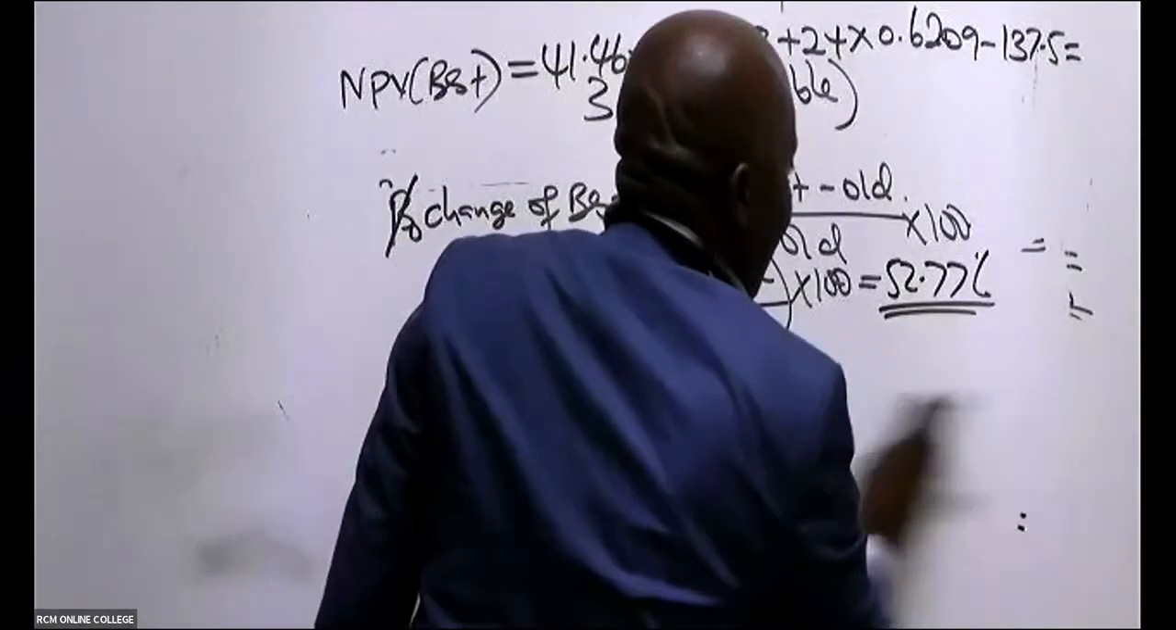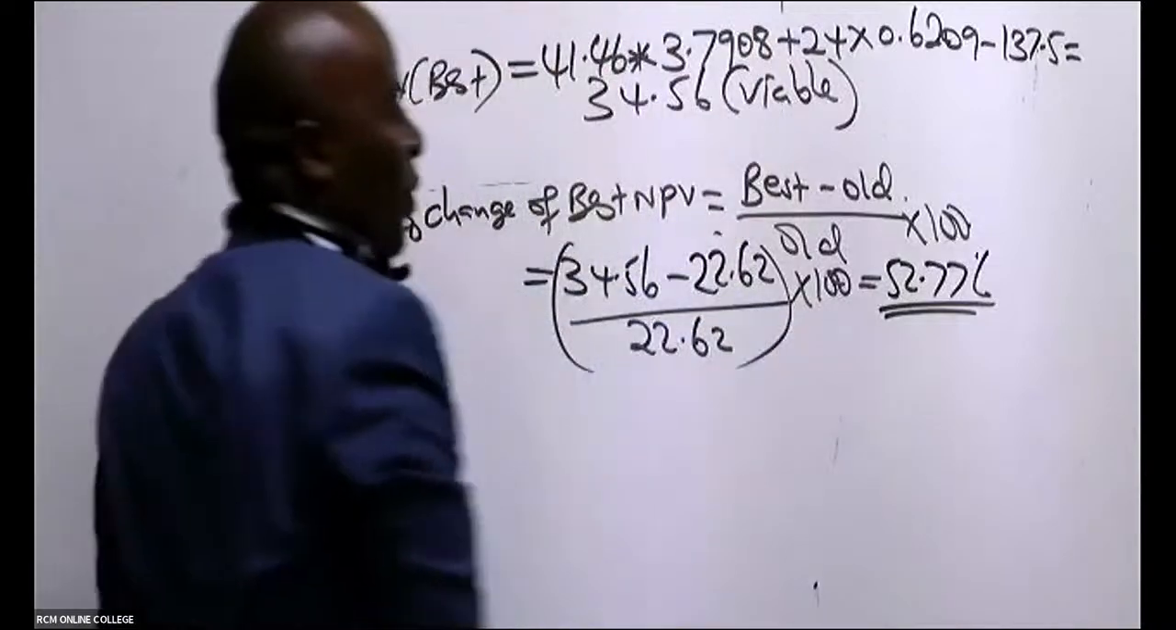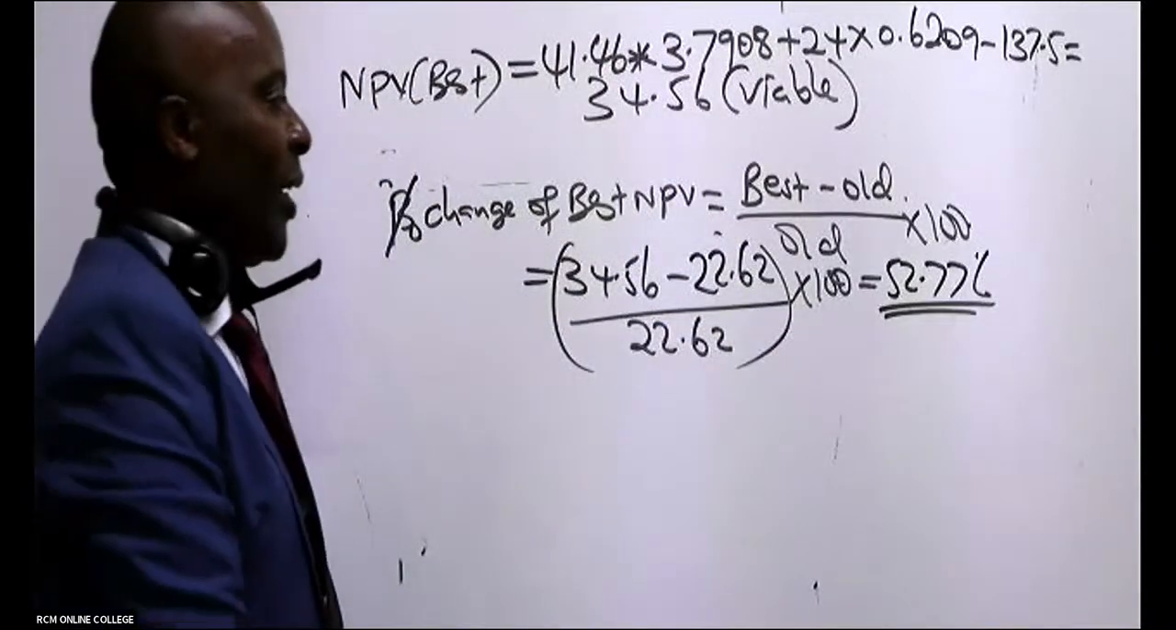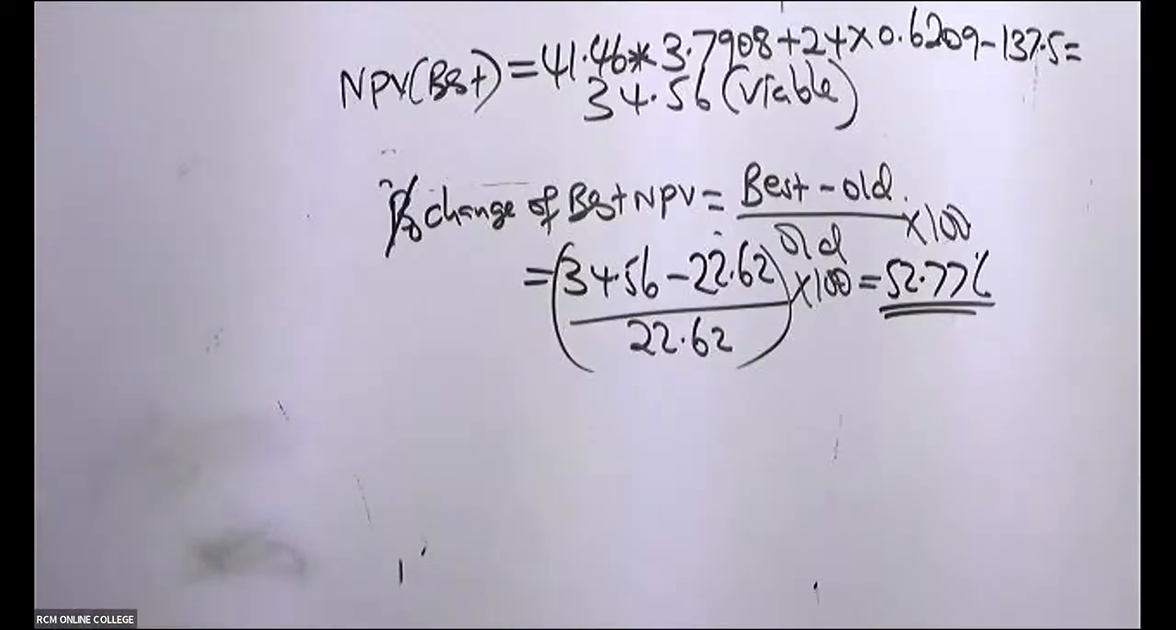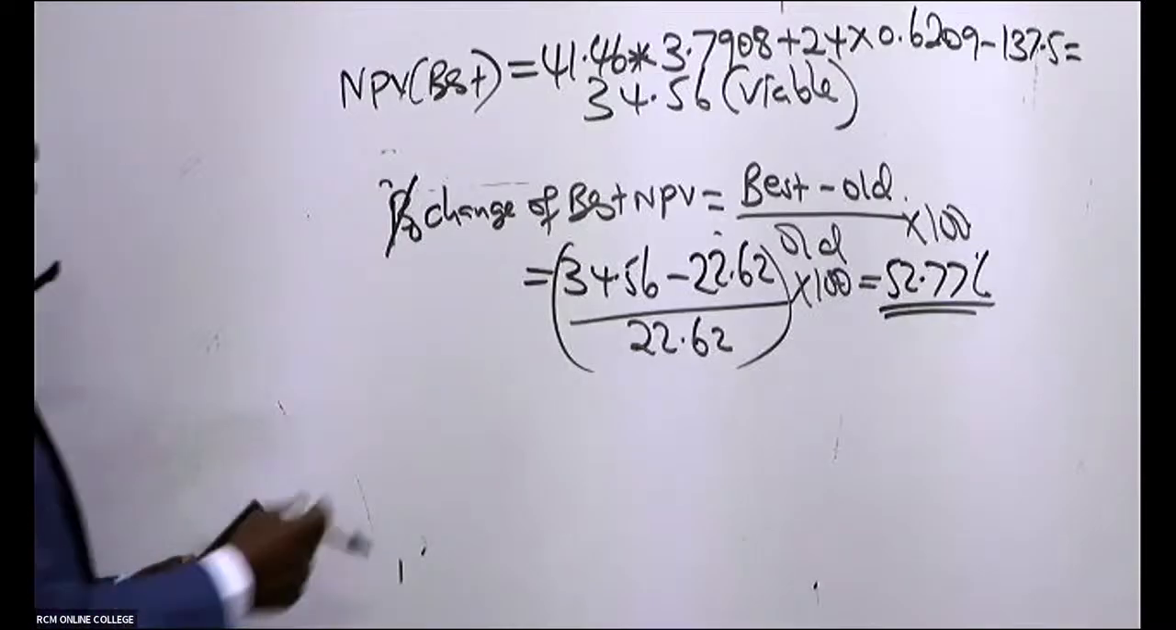52.77, right? Yeah. So from there, ladies and gentlemen, unless there is a question, we shall be able to move forward to the worst case scenario. So go straight away to the worst case scenario.